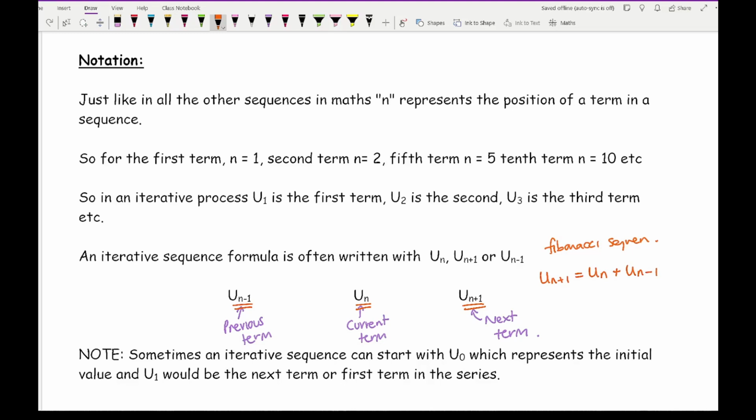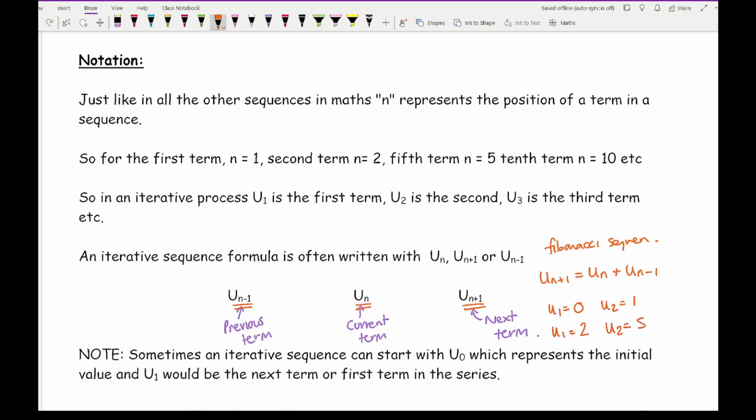So that would be a way of notating the Fibonacci sequence. And again, I could write down that u1 was, let's say, 0, and u2 is 1. So I can then work out what u3 is. Or I could say that u1 is, let's say, 2, and u2 was 5, just like we did in the previous example. So again, it's just a case of notation.